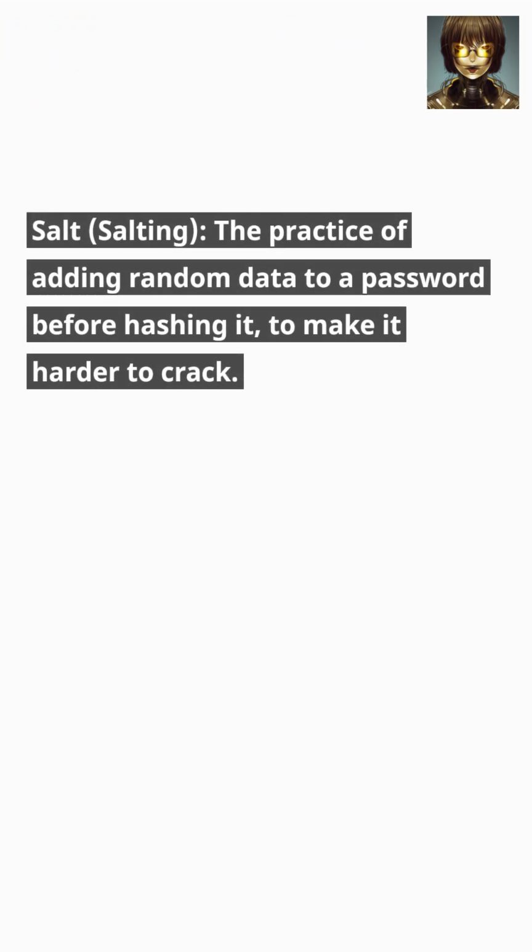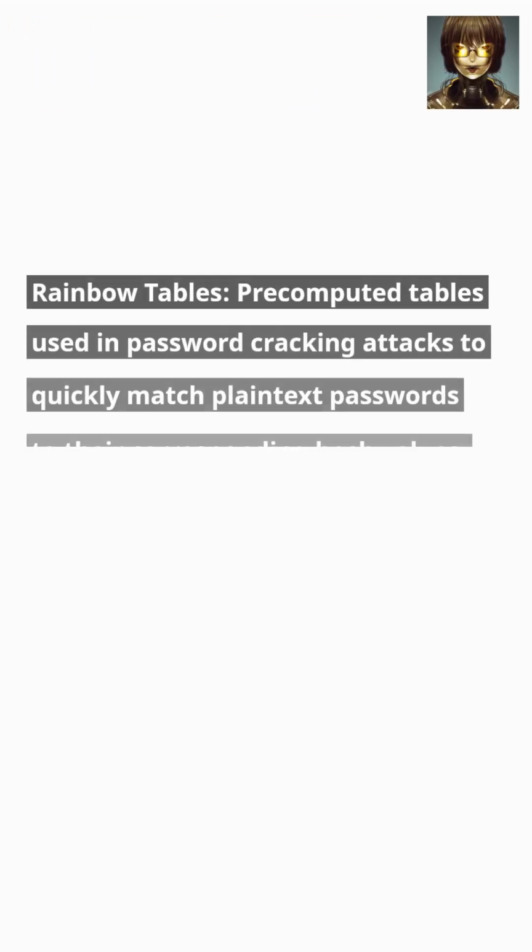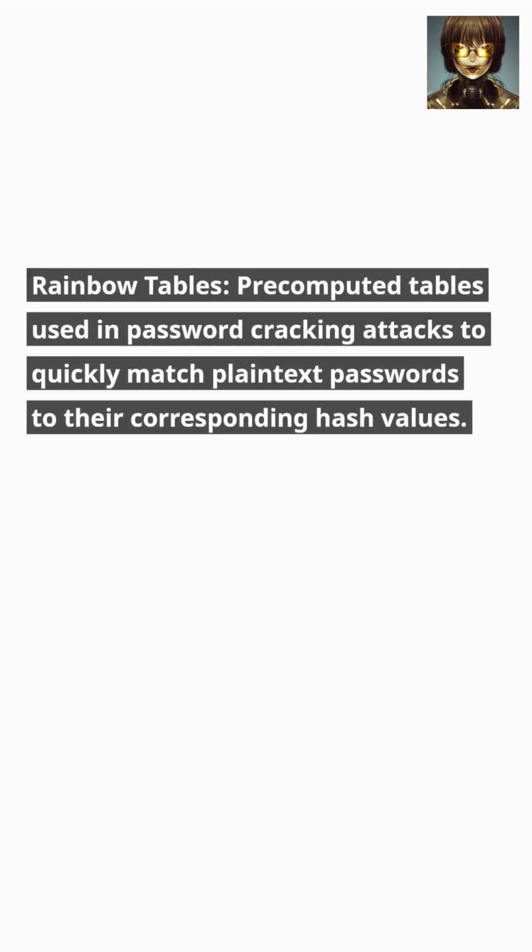Salting, the practice of adding random data to a password before hashing it, to make it harder to crack. Rainbow tables, pre-computed tables used in password cracking attacks to quickly match plaintext passwords to their corresponding hash values. Key escrow, the practice of storing encryption keys with a third party, such as a government agency, for use in cases where the key holder is unavailable or unable to provide the key.